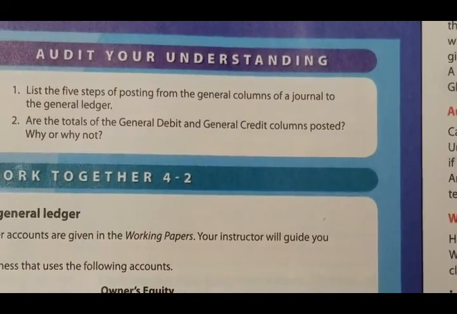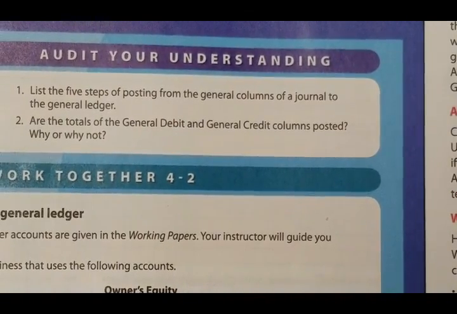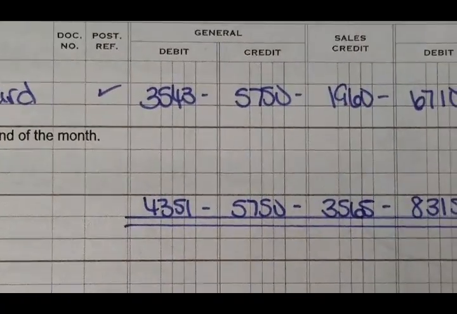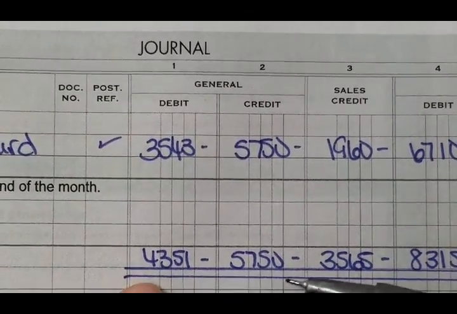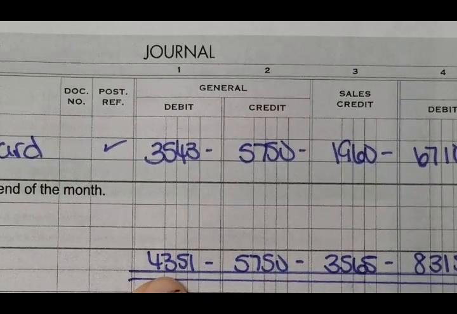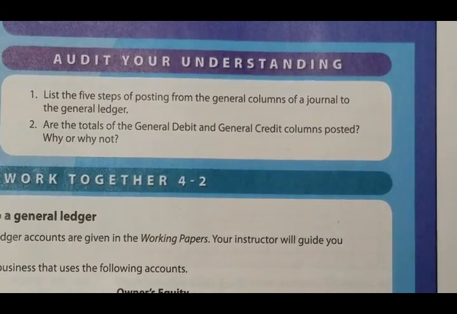And question number 2, are the totals of the general debit and general credit columns posted? So think back, did we post these 2 totals or not? And why? I'll see you in class.